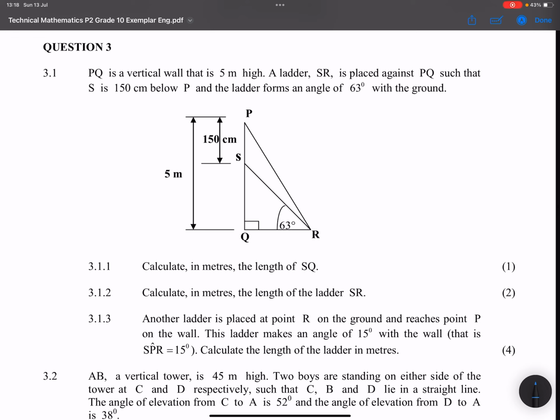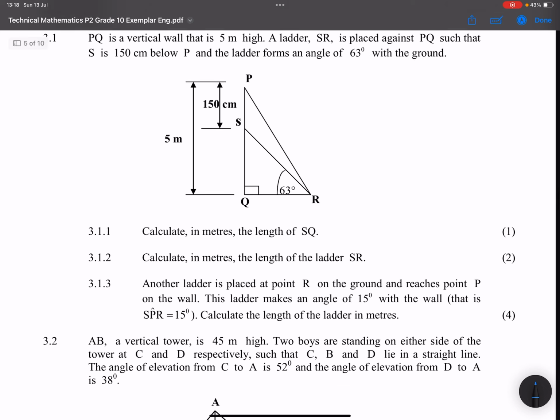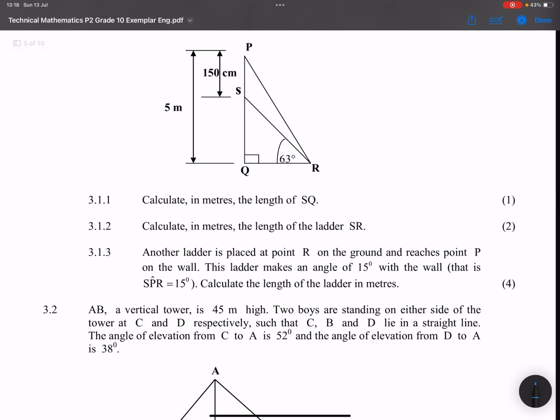All right, and this time we are looking at question 3. I'm going to be breaking this down into two parts. There's 3.1 and 3.2, and 3.2 will be in a separate video.